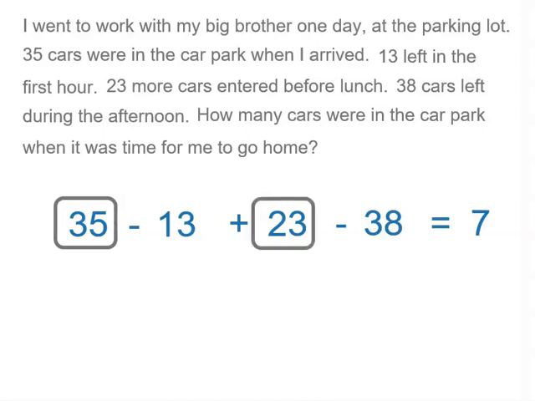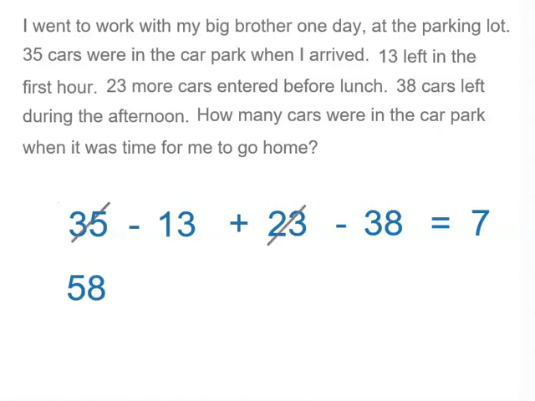35, instead of just working from left to right, you might like to pick numbers you think you can work with. Now with addition and subtraction, we can actually add these two numbers in any order. 35 and 23 is 58. So I've got that answer, and I'm going to cross those parts out. Now what I'm going to do is think, I still need to subtract 13 and I need to subtract 38.